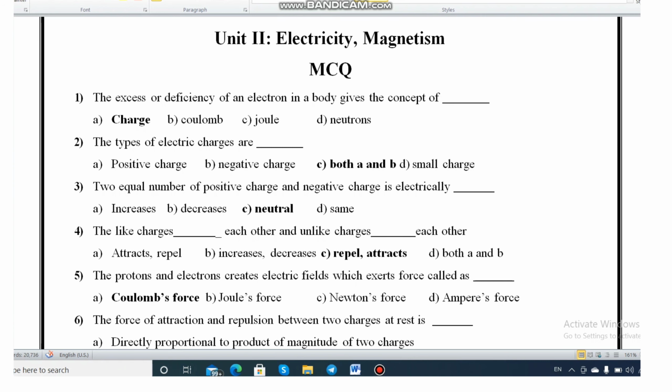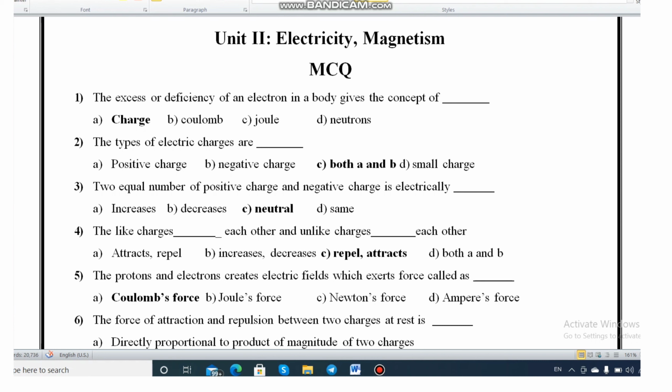Now MCQs on unit 2, electricity and magnetism. The excess or deficiency of electrons in a body gives the concept of what? It gives the concept of charge. The types of electric charges are both A and B, that means positive and negative.